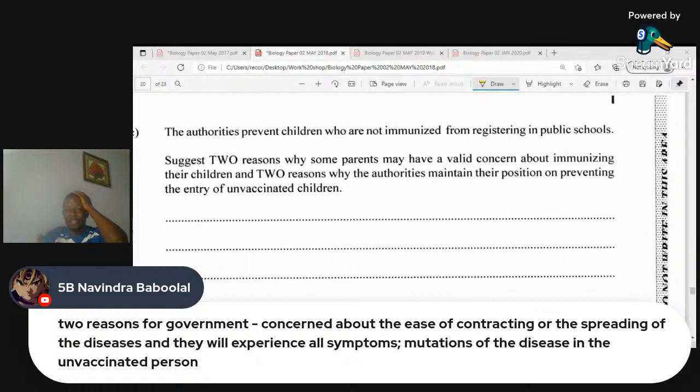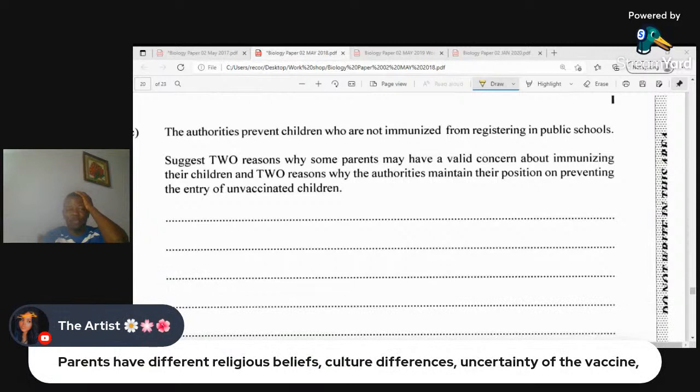All right, so I am seeing some nice one here. Let me look at this one again. It says here, parents have different religious belief. They could have cultural differences, and they are uncertain about the vaccine. Yes, this is wonderful. All right, great. So I am seeing some answers that are really plausible. So one, the parents might have religious or cultural belief or knowledge from history with vaccines and what was done. The government has a right to protect its space and its citizen.